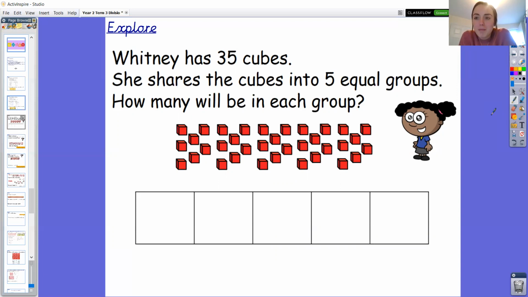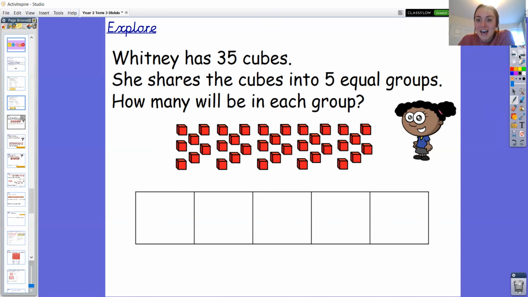So Year Two, you might not have 35 objects in the house. I know I've seen some pencils out in some households, but if you do have objects, that'll be brilliant. If you don't, please don't worry. You can either draw counters or just talk about it. So please have a discussion around how many cubes you think will be in each group, and then we'll come back together to review our learning.